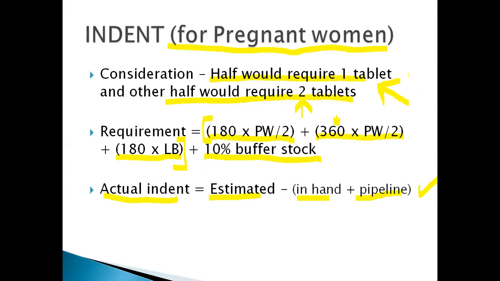This is based on the assumption that half would require prophylaxis and half would require treatment. And accordingly, we have the formula taking into account half would require 180 tablets and half would require 360 tablets for the same 180 days of second and third trimester, because they would be anemic.